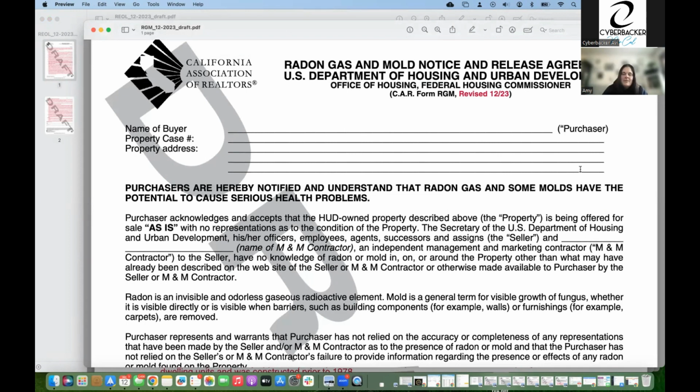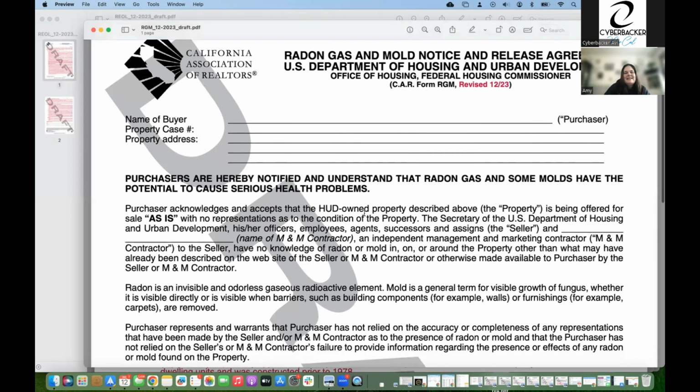They usually have requirements at the beginning. It can only be owner-occupied offers for like the first 30 to 60 days. Then you can roll into investment property offers after that. And it's always disclosed. Usually the property, you have to submit the actual offer through the HUD website. So it's kind of a cumbersome process. But if that happens, we need to make sure that you provide the radon, gas, and mold notice and release agreement for the U.S. Department of Housing and Urban Development, HUD. Okay, so just be aware of that.